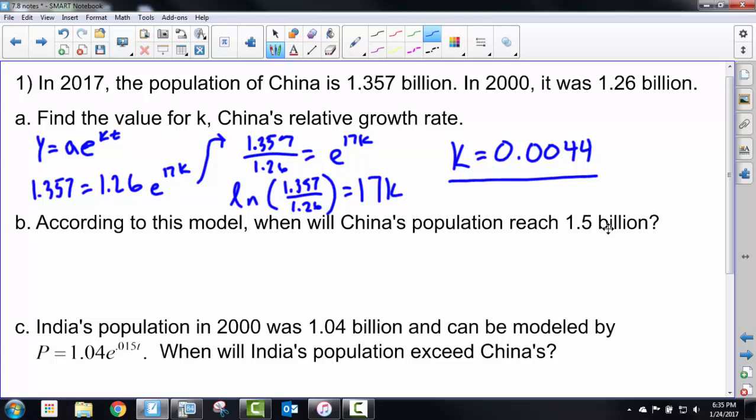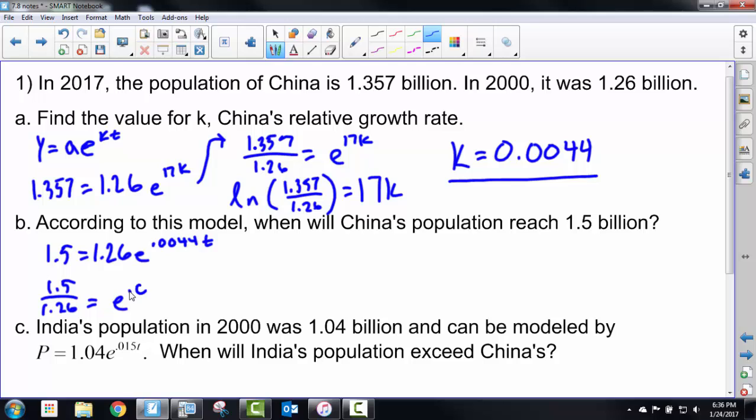All right, let's follow that up. So we're going to use that k value to figure out when the population of China is going to reach 1.5 billion. So now I'm going to use that same model, but this time we know k instead of knowing t. So it's kind of the same algebra when you think about it. We know k is 0.0044, and time is the variable we're trying to find. How long will it take?